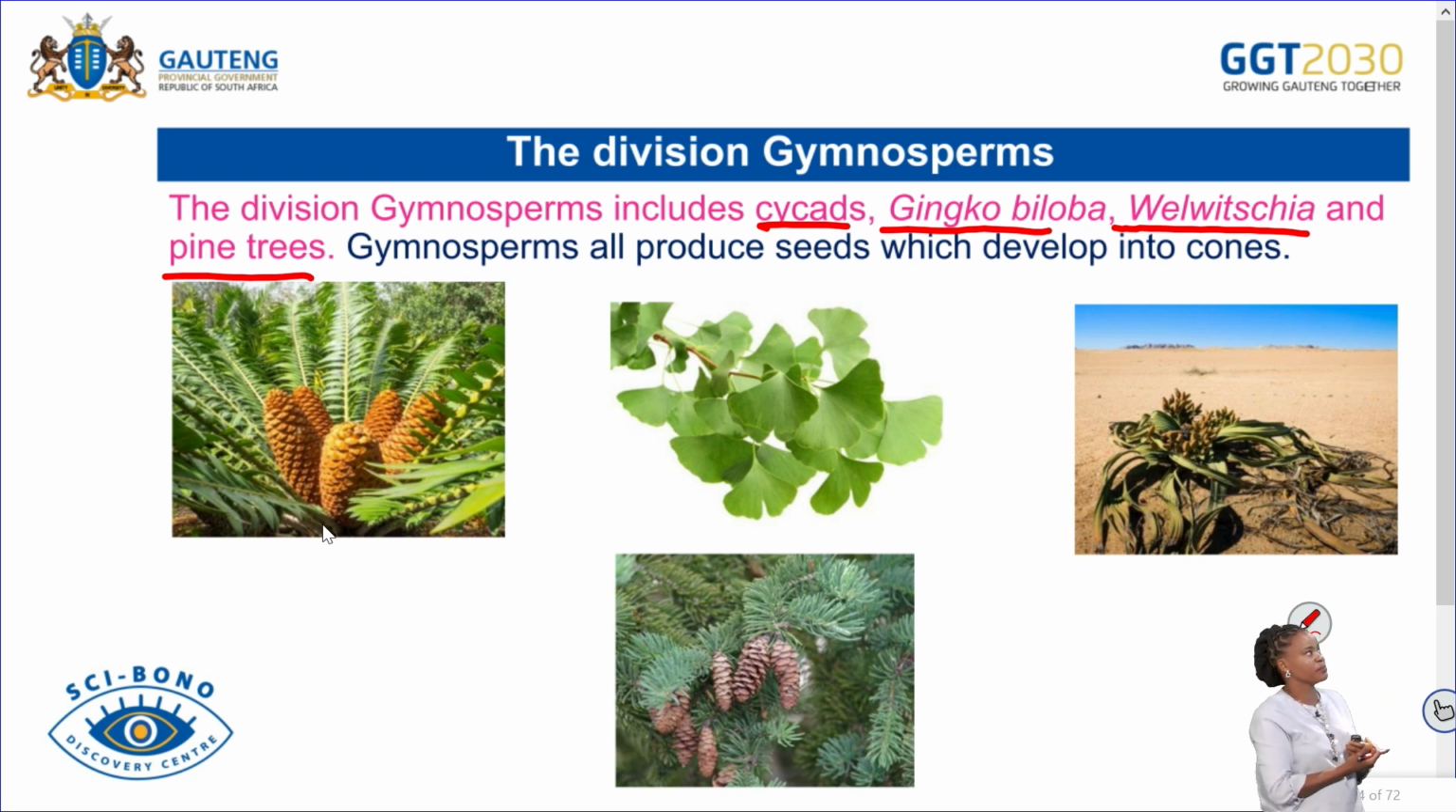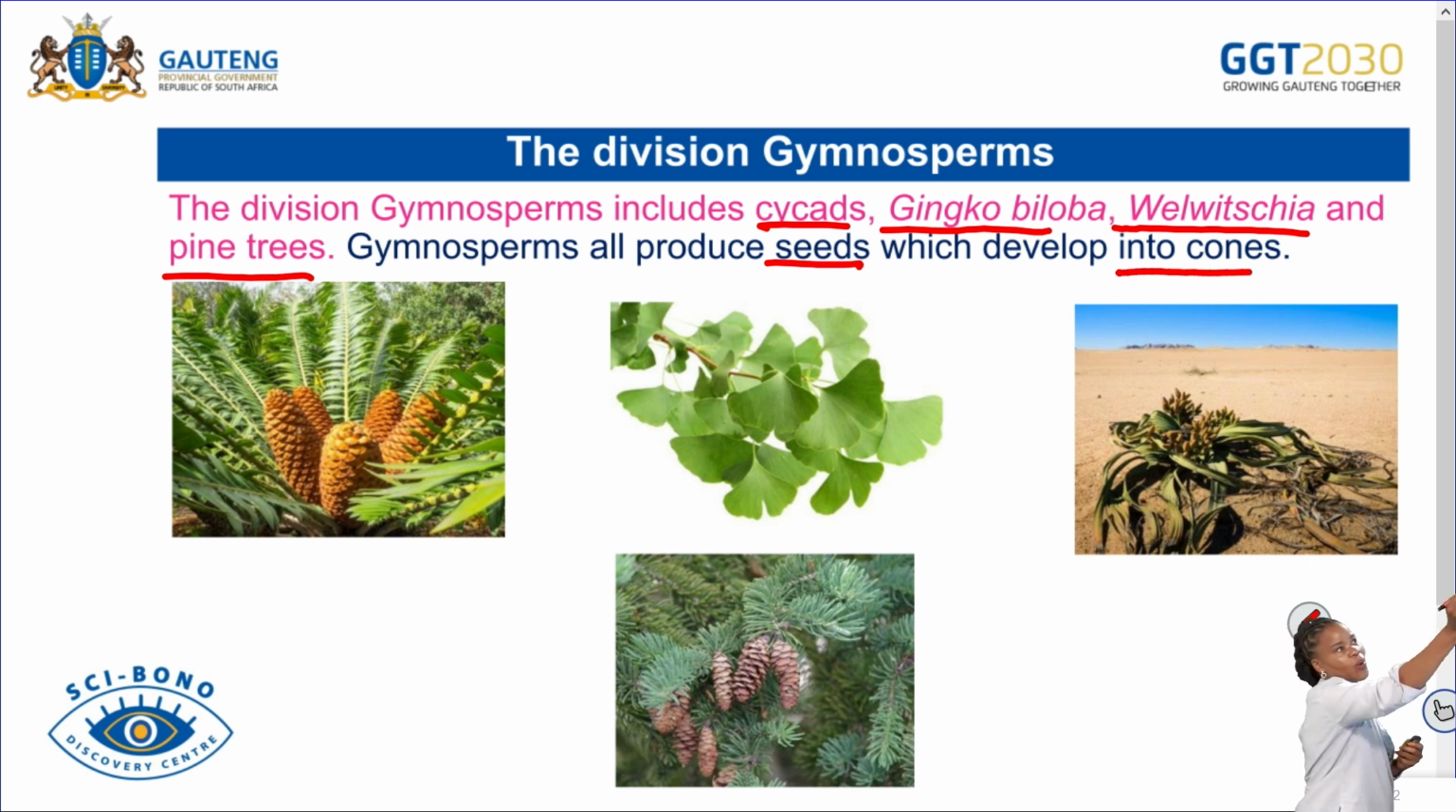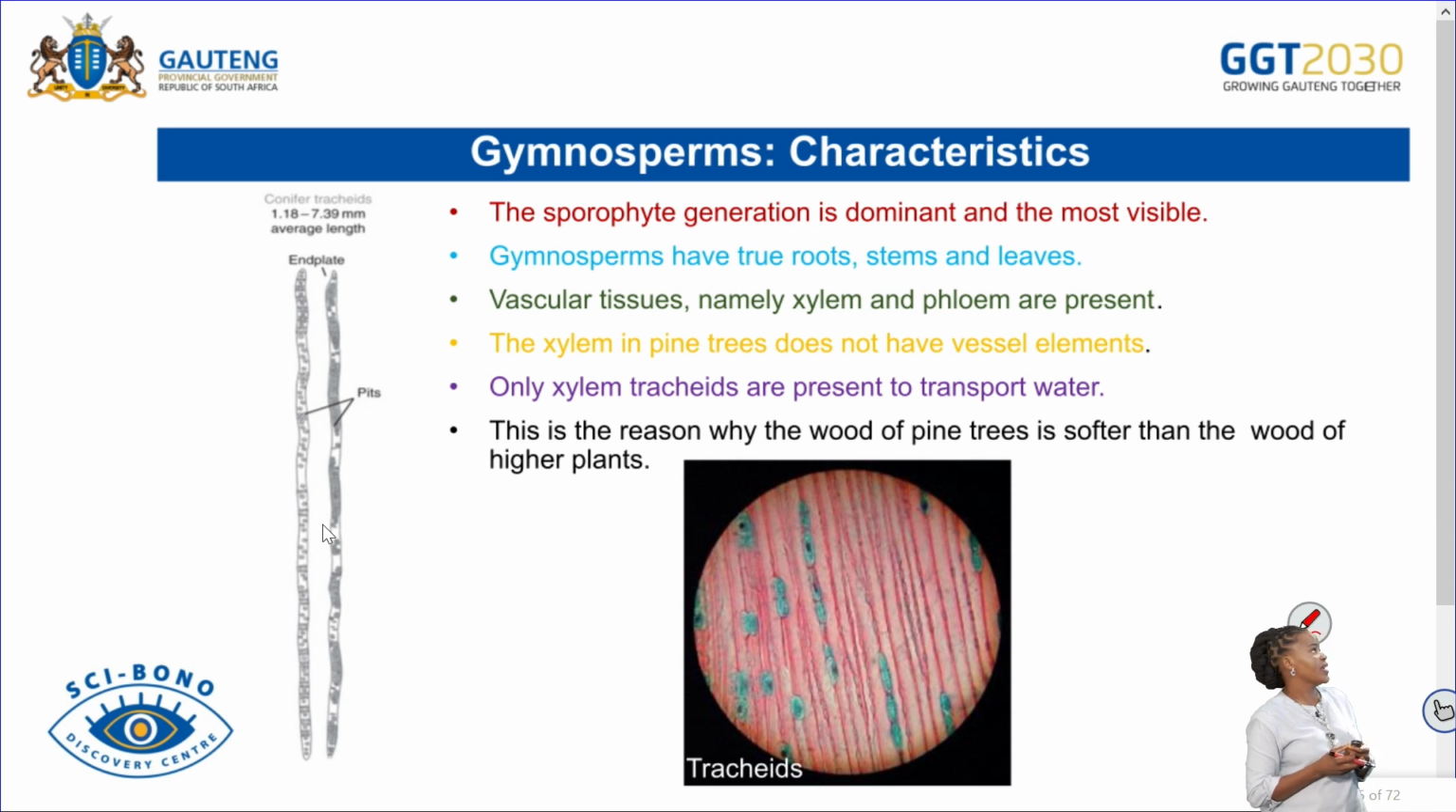Of the gymnosperms. And then gymnosperms all produce seeds which are developed into the what? Into the cones. In other words, all the gymnosperm groups produce seeds which develop into cones. Now let's check the characteristics of the gymnosperms.